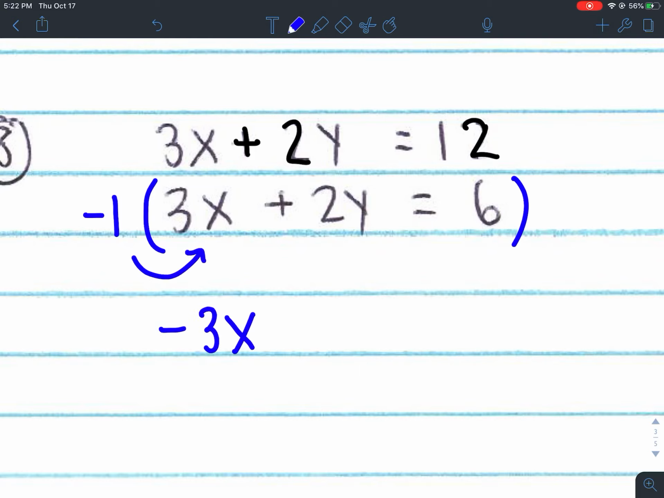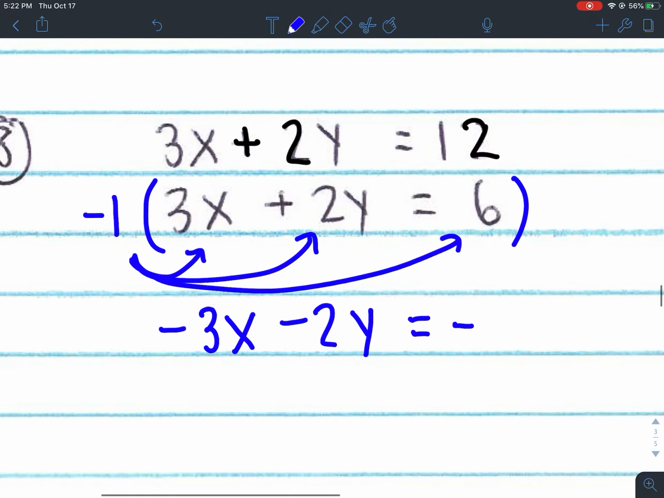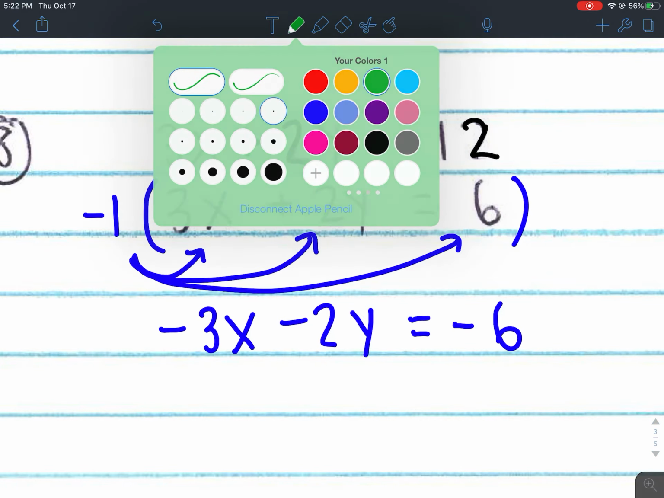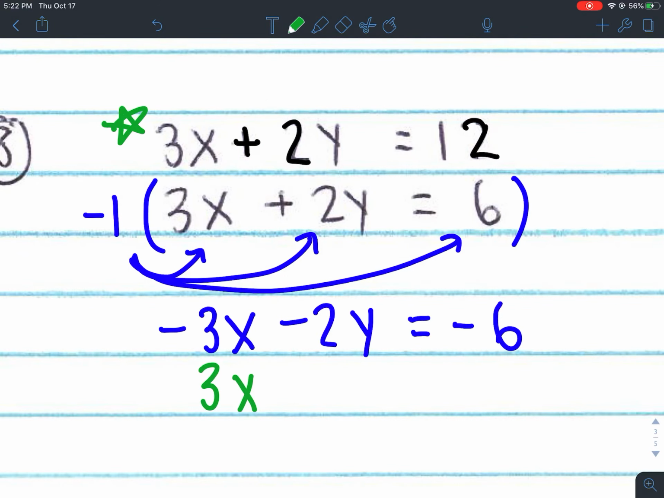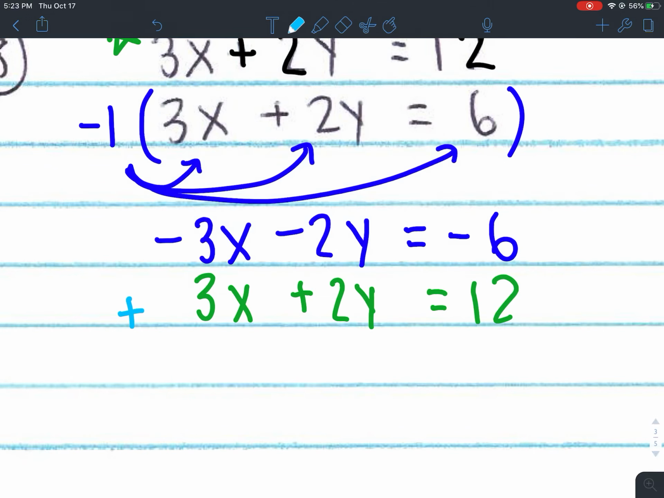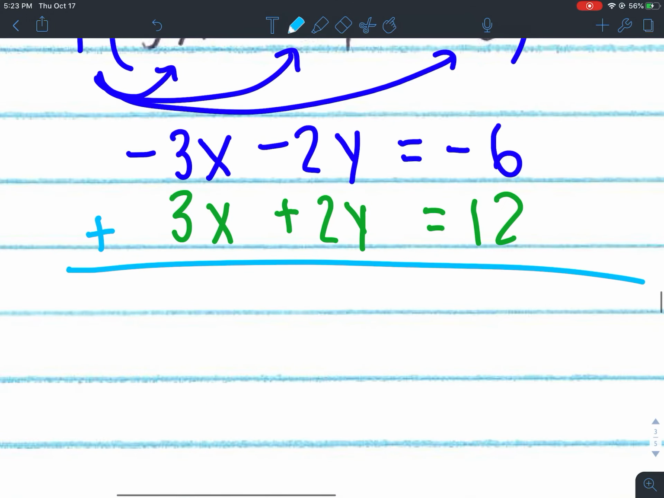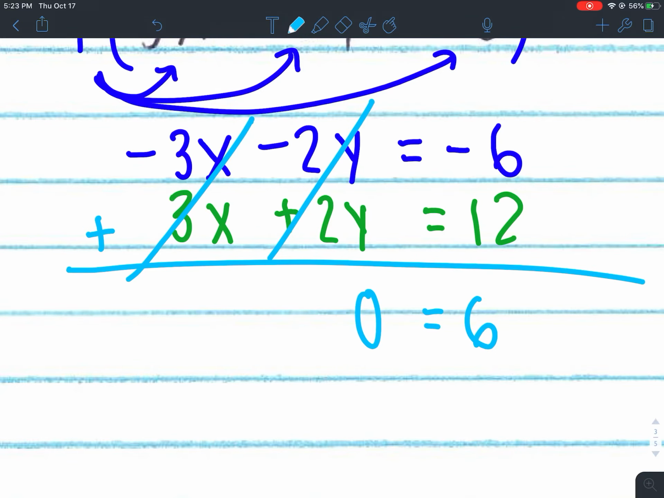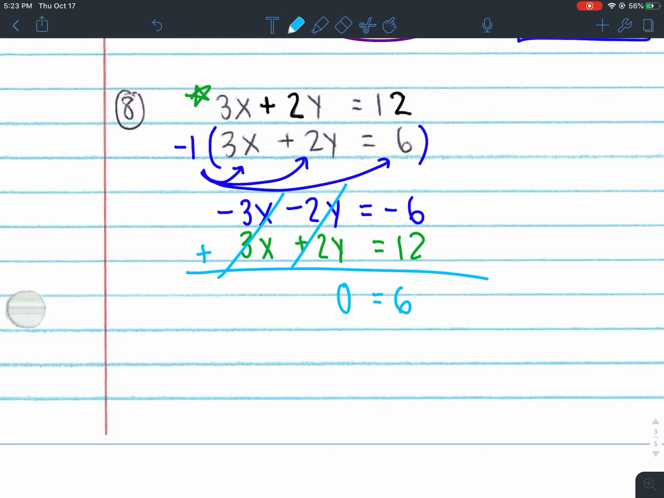everything by -1. -1 times 3x is negative 3x, -1 times 2y is negative 2y, and -1 times 6 equals negative 6. And then I'm going to copy that first equation back down so that I have them stacked and I can add a little bit better. And you should still be doing an addition sign no matter what. Negative 3x plus 3x cancels. Negative 2y plus 2y also cancels. So on that left side, I actually just have 0 because everything canceled out and it became 0. And then I have equals negative 6 plus 12, which gives me positive 6.